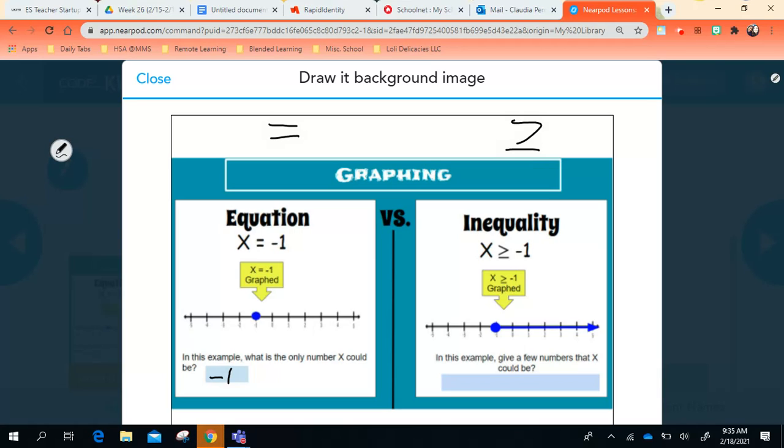So when we have our greater than or equal to sign, we said we have an open or closed circle. We have a closed circle. What does that mean? What did we say that means? The value is included. Very good. So that means -1 is a possible solution. And what are all the numbers that are greater than -1?